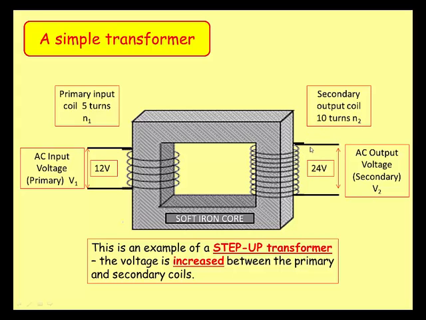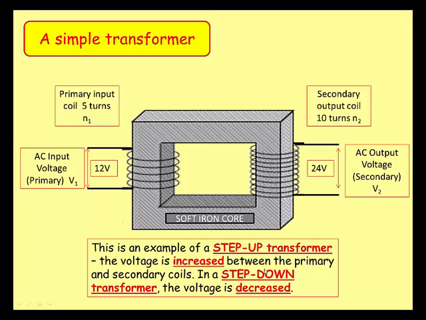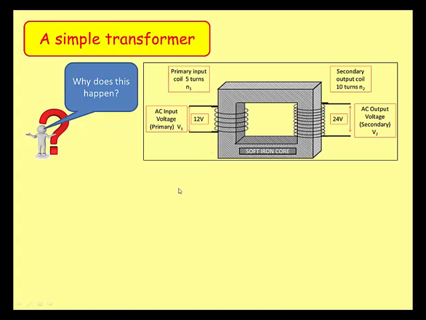Now, as a result of this, the output voltage is higher, 24 volts, and the output voltage or secondary voltage is V2. This is an example of what we call a step-up transformer. Why? Because we're increasing the voltage from 12 volts to 24 volts. How have we done that? We've done it by increasing the turns from 5 to 10. We double the turns, we double the voltage. Clever stuff, huh? Now, in a step-down transformer, the voltage would be decreased. So understand, please, the difference between step-up and step-down transformers.